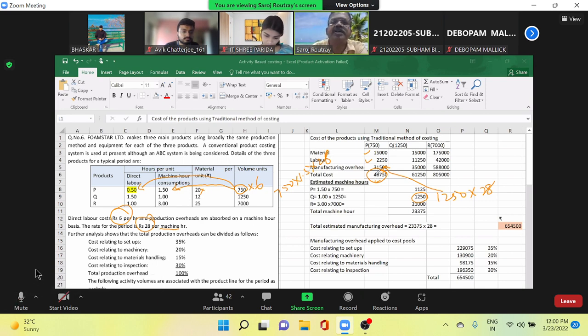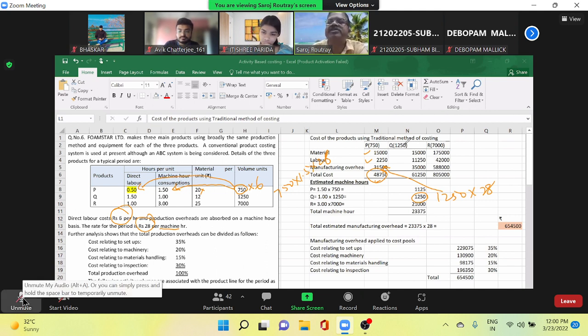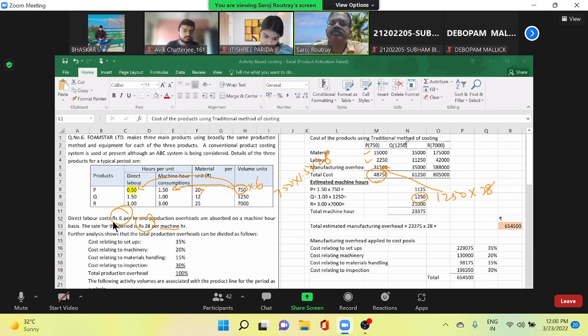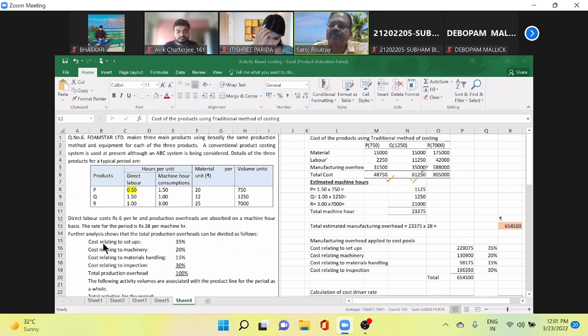Okay, 48,750. For Q, the same way. Yes. Any question? This is direct labor hours. And when you multiply it with the rate per hour, you get the cost. All right. So this is how you will be getting it. We will later be comparing it with the activity-based costing. What is the cost coming there and here?